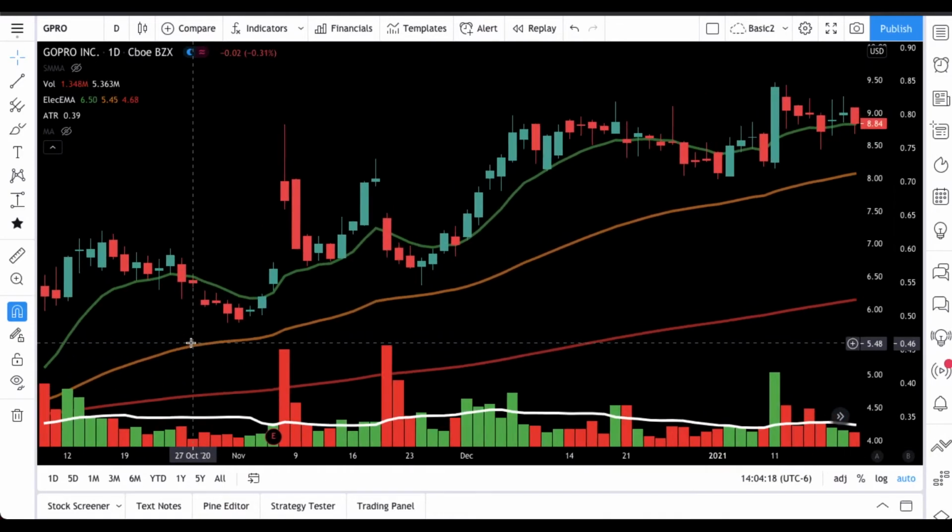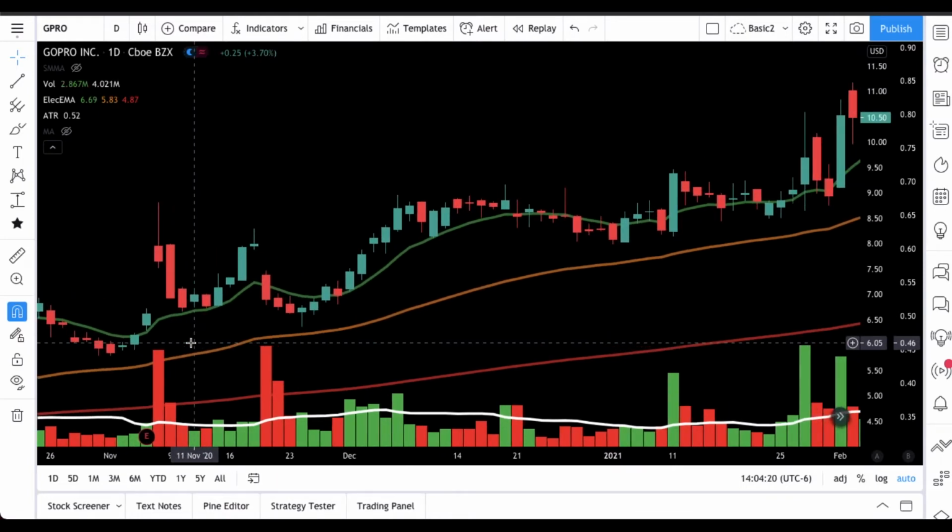I am looking for when price crosses the 10-day EMA. I use this along with other indicators as well as just the 10-day EMA, but I'm just going to be showing you right now the 10-day EMA and the basic strategy that I use.